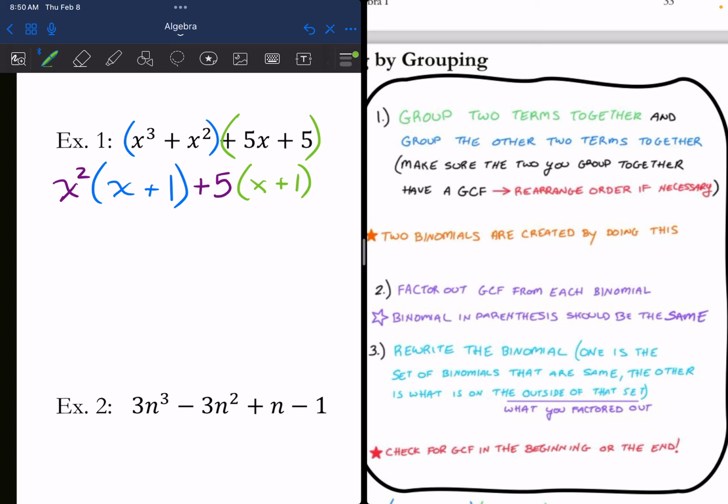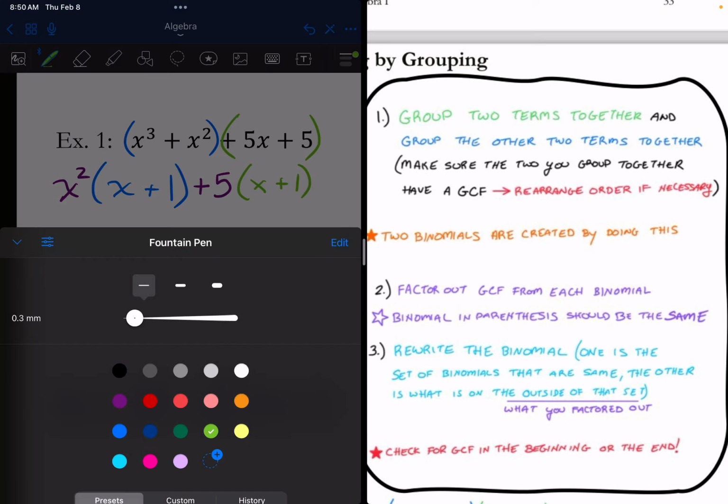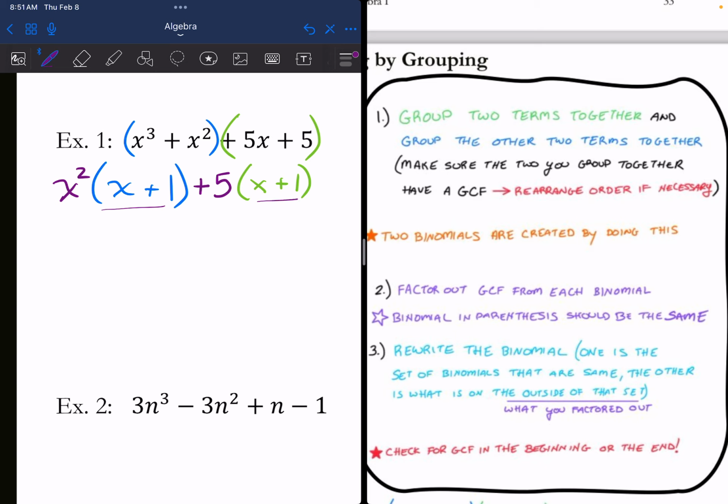Then we're going to see, for number 3, it says rewrite the binomial. Or actually, sorry, let's go back to that star and 2. It says binomial in parentheses should be the same. Well, let me check, right? These 2 are the same. Great, they're both x plus 1. If they're not the same, you have to go back and redo your GCF. What more could I take out? Or what less could I take out? Or maybe I need to rearrange it.